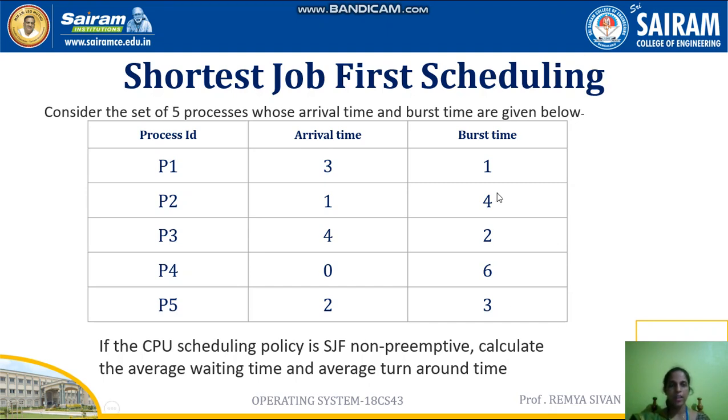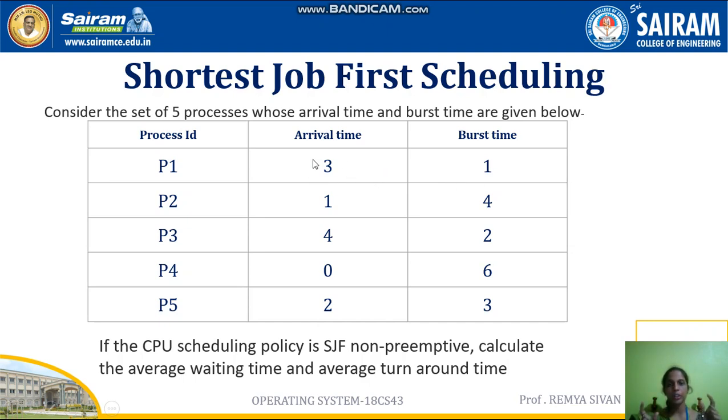The values are 1, 4, 2, 6, 3. And which one is the least one? 1. So 1 is the least one, right? So P1 has the least burst time. But see, is it possible to execute P1 first? See its arrival time. Arrival time of P1 is 3.